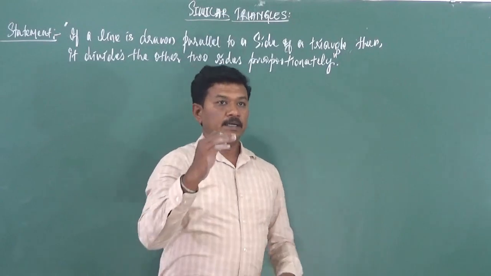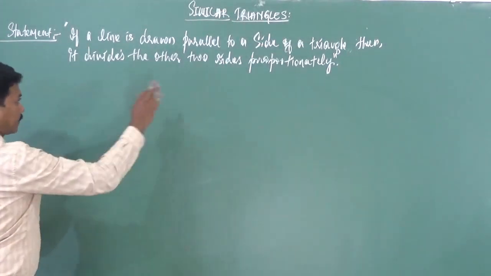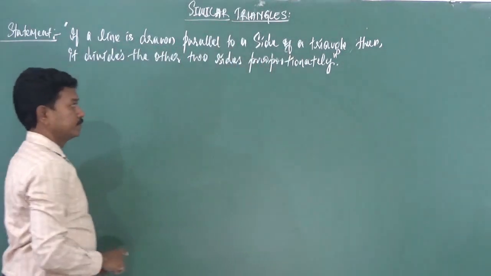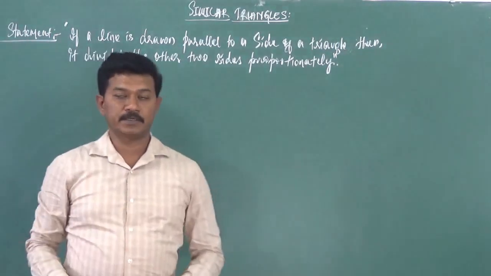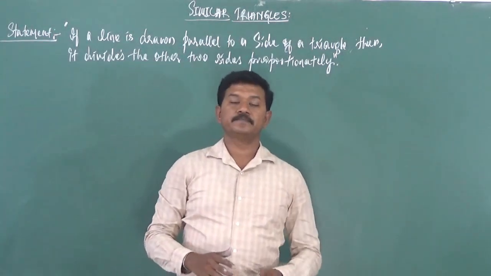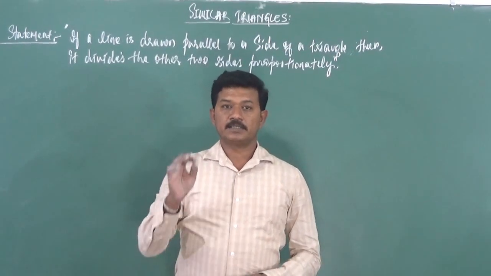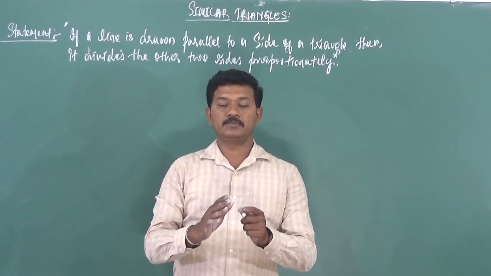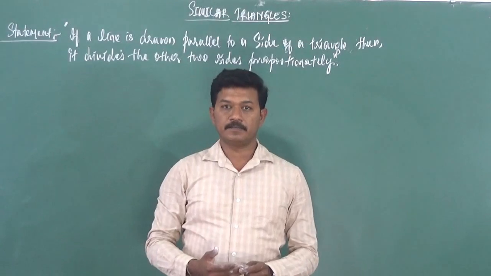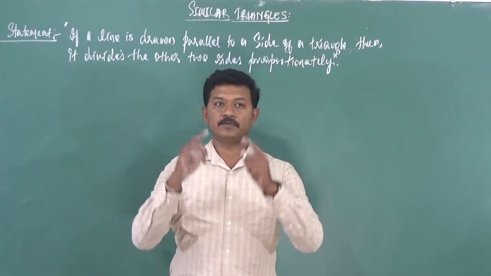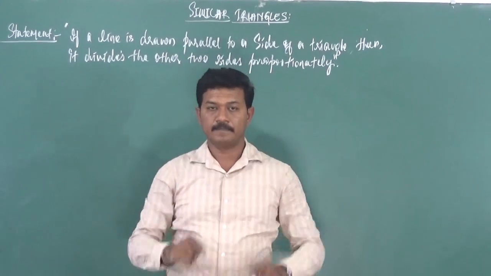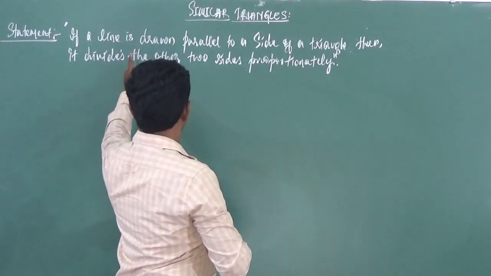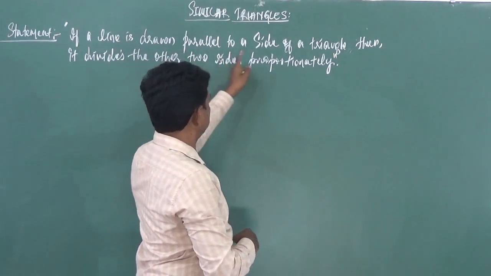So here, let me identify the hypothesis. If a line is drawn parallel to a side of a triangle, this is the hypothesis part of the statement. You have to imagine the geometrical figures involved in the statement. In a triangle, in your imagination, you should get a triangle. In a triangle, if a line is drawn parallel to a side of a triangle.